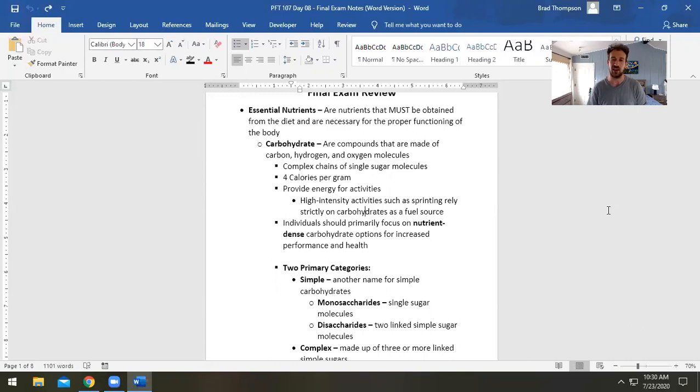We're also going to have a third category there, which is going to be water, which is the most essential nutrient because it allows us to have a metabolism and do all kinds of different things throughout the body.